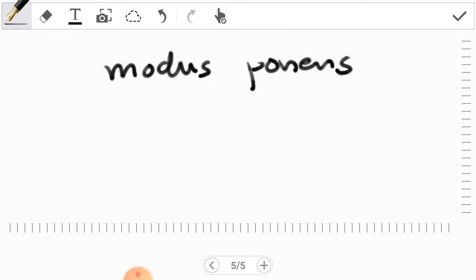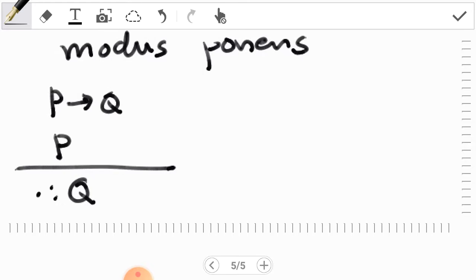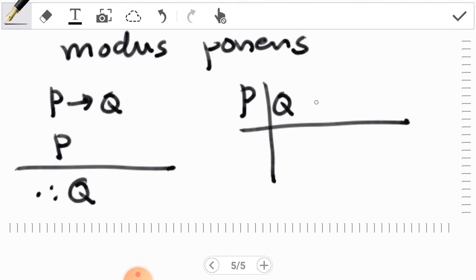And under modus ponens, we have P implies Q as one premise. A second premise is P, therefore Q. So how to show that this is a valid argument? We have P, Q, and then P implies Q. So remember, we are just sticking to the definition. An argument is a valid argument if all the premises are true and then the conclusion is also true.